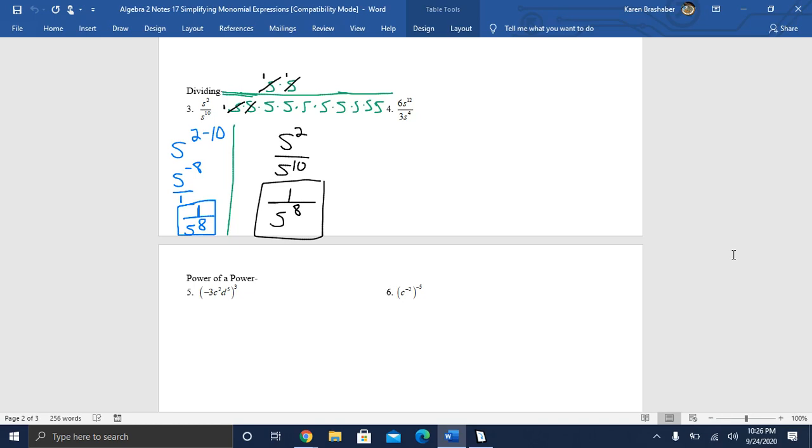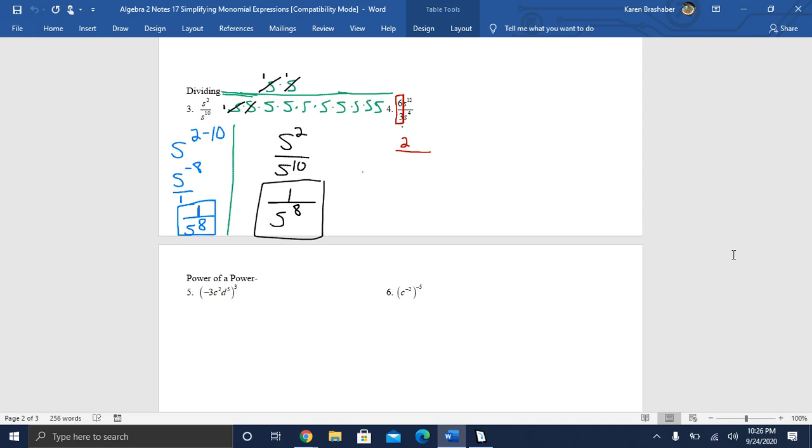Let's take a look at number 4. So number 4 has 6 over 3, and then it has the s to the 12th over s to the 4th. So we want to treat numbers like numbers. The 6 over 3, 6 divided by 3, and we get a 2. Your bigger number's on top, so that's where that 2 goes.